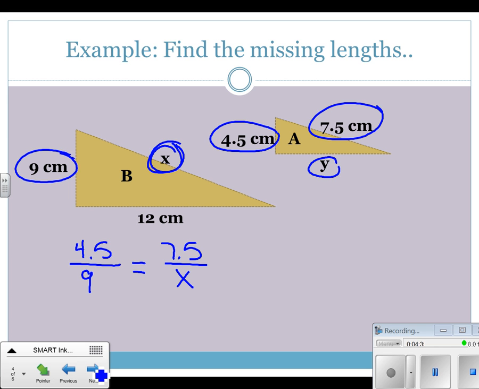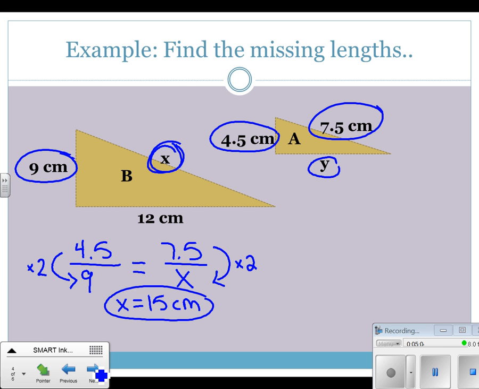And so then from here, I can see that 4.5 times 2 is 9. And so then I'm looking here, 7.5 times 2 gives me my X, which is 15, and that would be centimeters.